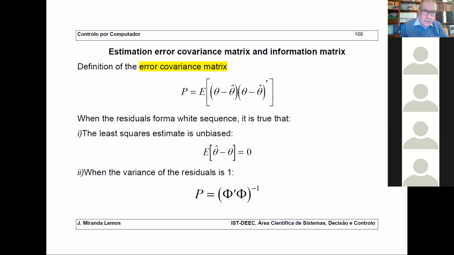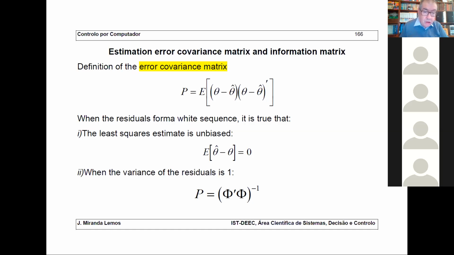So a white sequence is a sequence formed by random variables that are independent from each other. And when you do these computations, for lag 0 you get the power of the signal. And for any other lag different from 0, you get 0. That's white noise. So it's a sequence that has no memory of itself.